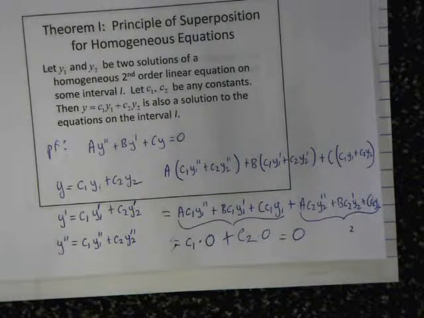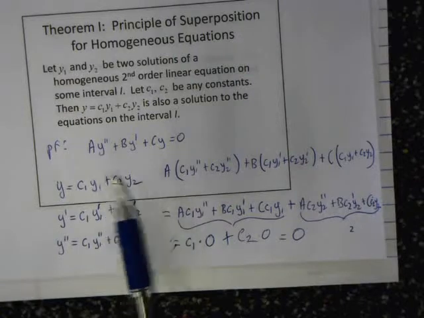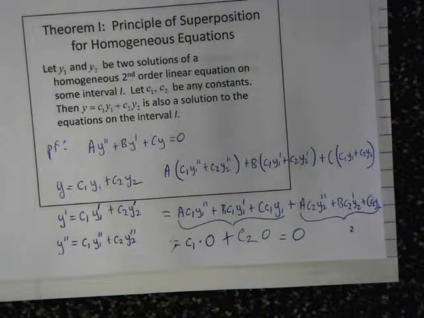So once you have any two solutions, you can make yourself a third one by multiplying the first one by any number, multiplying the second one by any number, and adding them together. So once you have any two solutions, you actually have an infinite number of solutions. Questions on that? All right, moving on.